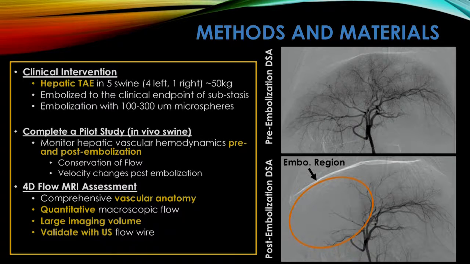So in the pilot study, we looked at both pre and post embolization. What we monitored for pre was the conservation of flow in the hepatic system. And then post, we looked at kind of these velocity changes before and after the treatment. And so what we wanted to look at with 4D flow MRI is how well can we resolve the vascular anatomy both before and after intervention, as well as the quantitative information we could provide. And for these, we had large fields of view, which you'll see. And we validated this with inline ultrasound flow wire, which we fed through the catheter to the specific locations.